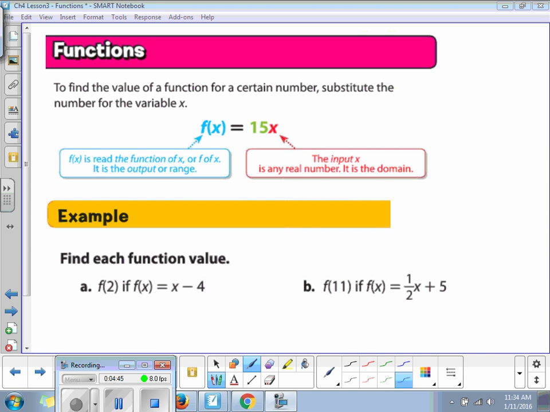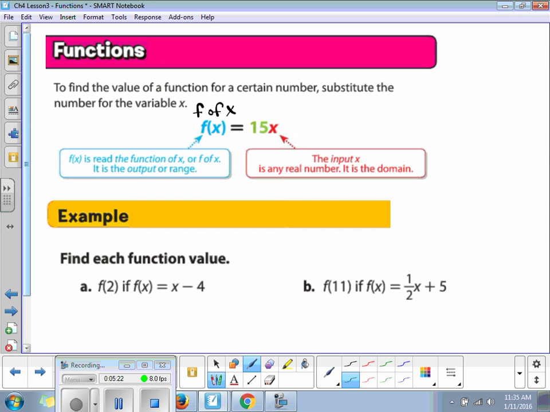A function. This is the format of a function. I want you to write this in your spiral. I know it's in your text pages, but I want you to write it in your spiral. This is a function. It says f of x. This does not say f times x. We read this as f of x. F of x is another way to say y. So f of x is equal to 15x.